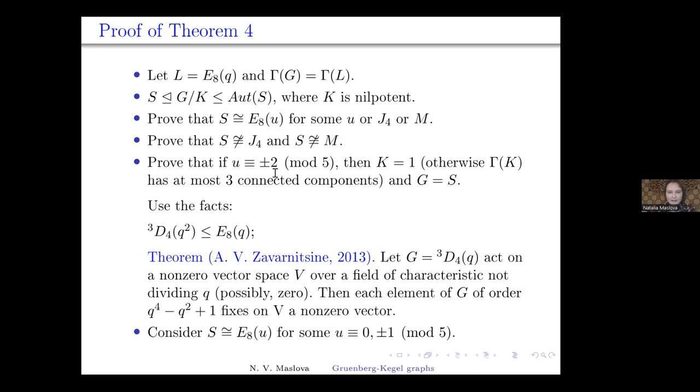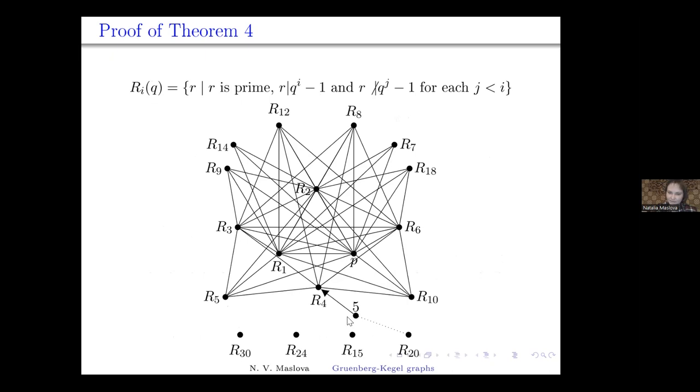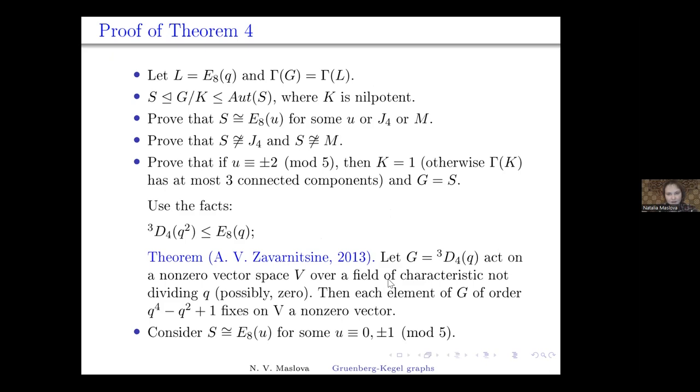If U equals, again, to plus minus 2 modulo 5, then we prove that there are some edges between R24 and any vertex from here, or some vertices from here. So there are no more than three connected components. And in this case, K is forced to be equal to 1. And another, we use some result by Andrei Zavarnitsyn. I don't discuss more details here, since these are group theoretical.